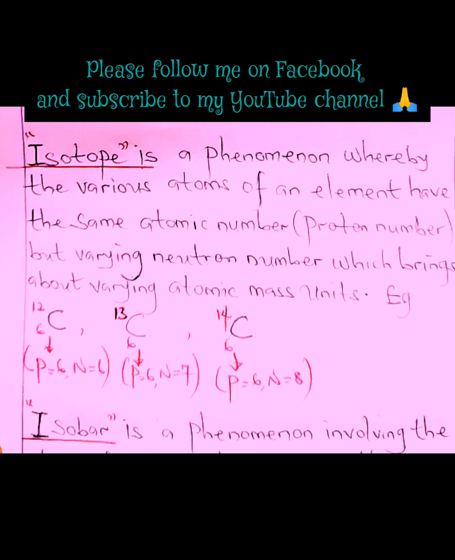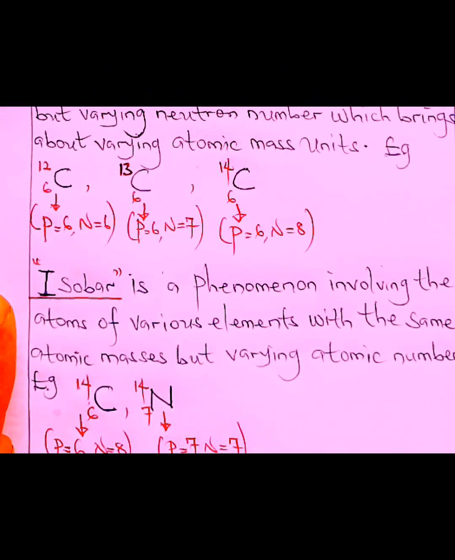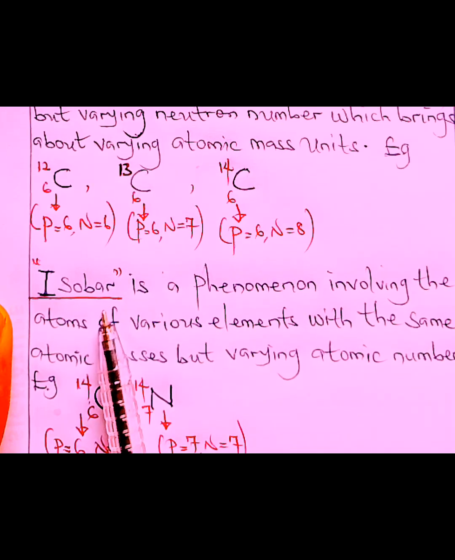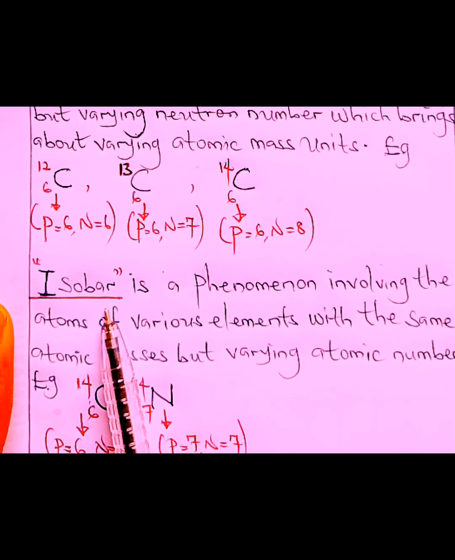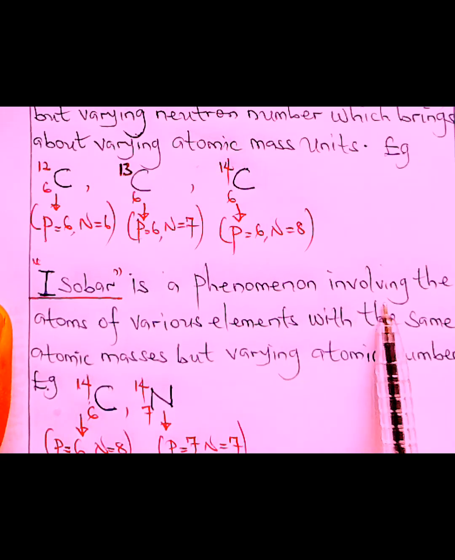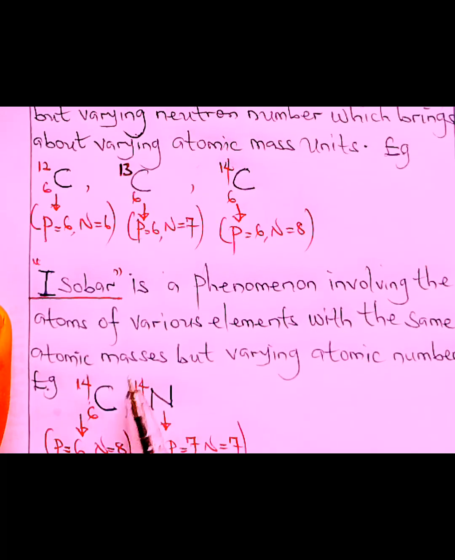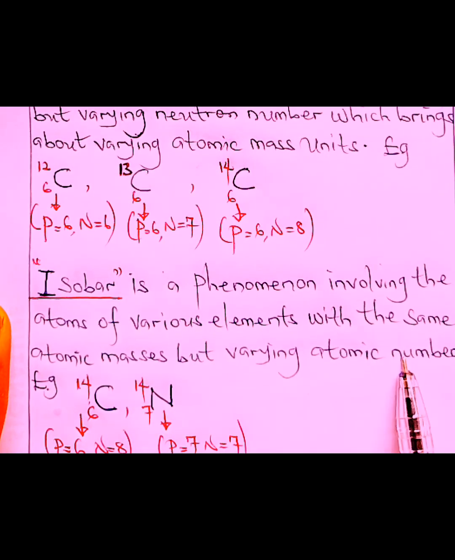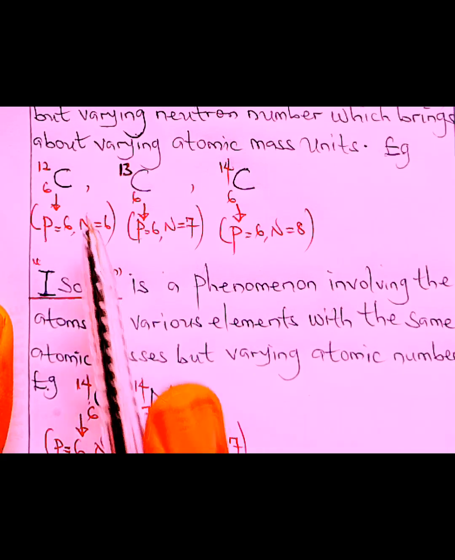Now, after that, quickly, we're going to look at the second thing we're discussing today, which we'll call isobar. Isobar is not so popular, but it's more or less the opposite of isotope. When we talk about isobar, it is a phenomenon involving the atoms of various elements with the same atomic masses but varying atomic numbers. It's simply the opposite, a complete contrast of isotope. Don't forget, for isotope, we are talking about the same element.